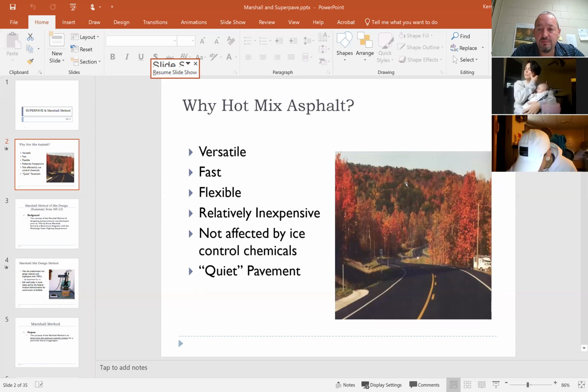As far as the rigid pavement guys, they'd probably talk about the life expectancy and how much longer their pavements will last. They might talk about the ability, once again, to bridge over poor subgrade, something like that. The asphalt people would say that they're relatively not affected by ice control chemicals or the salts and those kinds of things, whereas a rigid pavement, especially one that would contain rebar, would be.